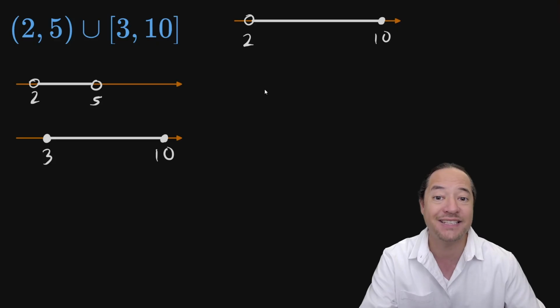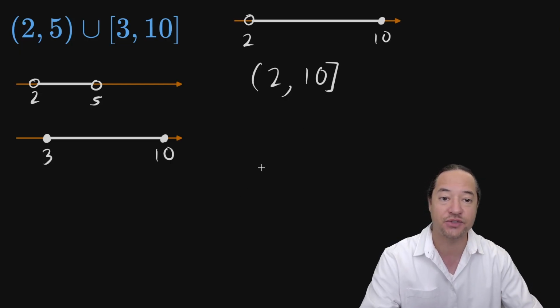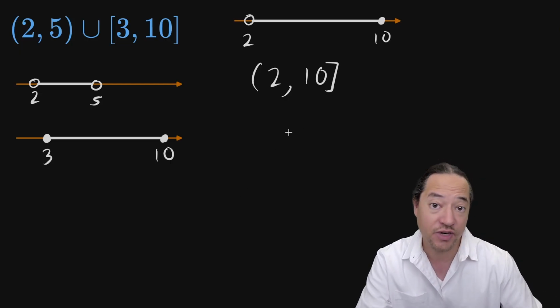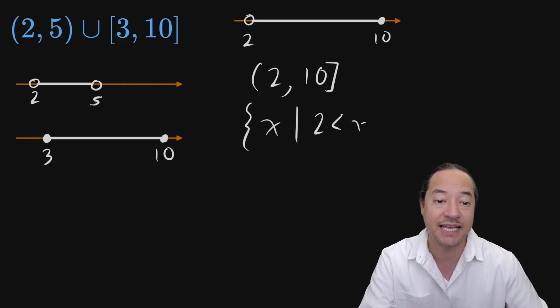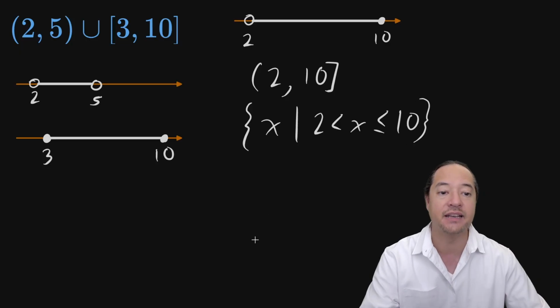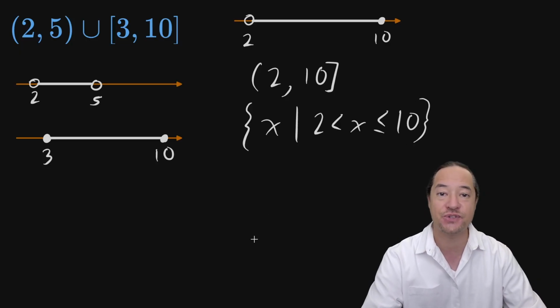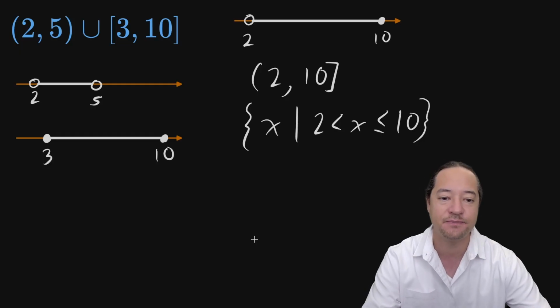Let's write this using interval notation. So we're going to have an open interval from 2 to 10, and that is going to be a closed boundary there. And then we just need to write this in set builder notation. So this is the set of all x such that 2 is less than x is less than or equal to 10. Okay, there we go. That's the first one. Let's try the next one.